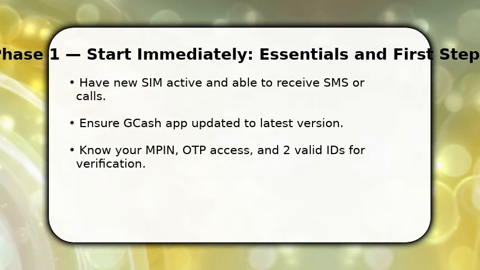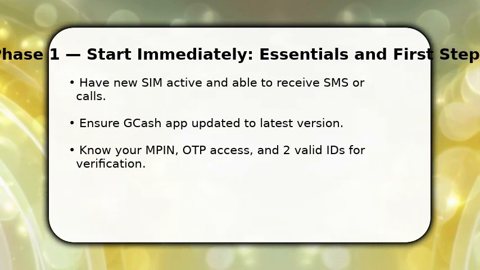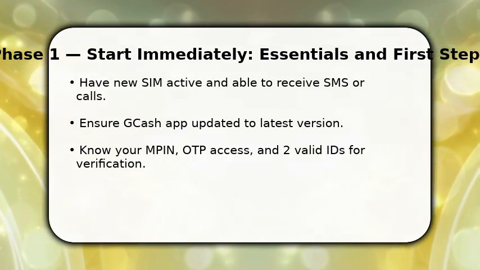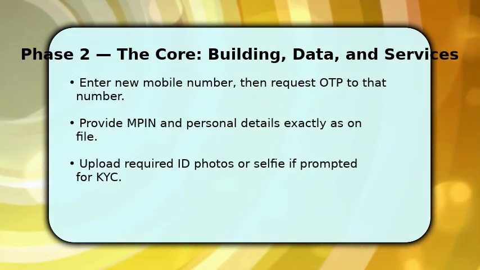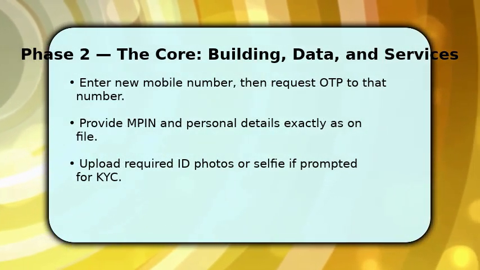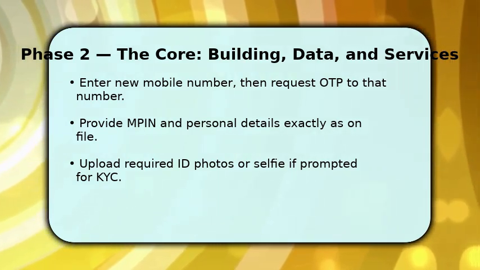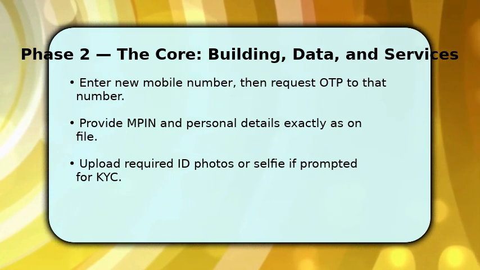This step locks your current number for transfer and prepares GCash to link transactions and KYC to the new mobile identity. Now, enter the new mobile number and request the one-time PIN. You'll get it on the new SIM, so keep it handy. After OTP verification, input your MPIN and follow prompts to confirm identity.